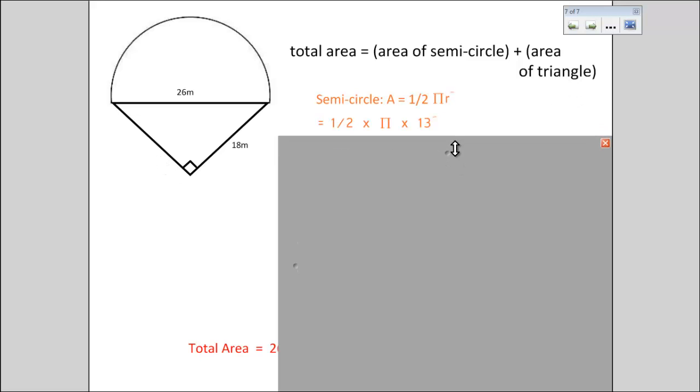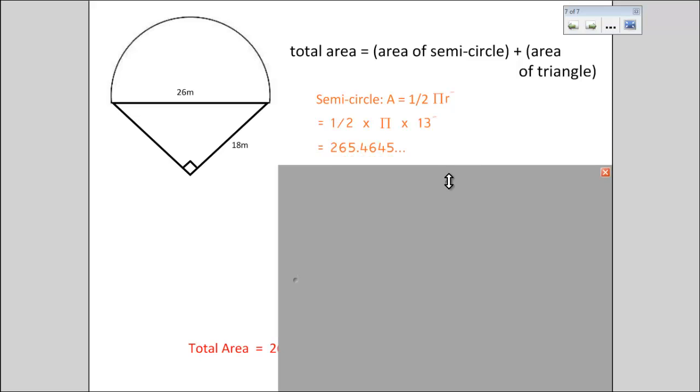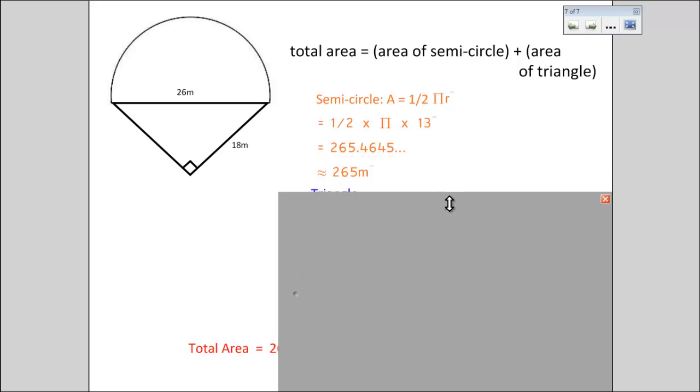So the semicircle there, if we've got half a circle, then it's half pi r squared. Okay, so that sector angle of 180 cancels down to half. And here again, we're given the diameter, so we need to halve that to get the radius. So half of pi times 13 squared. Sorry, those squareds haven't come out very good there. So we end up with approximately 265 square meters.